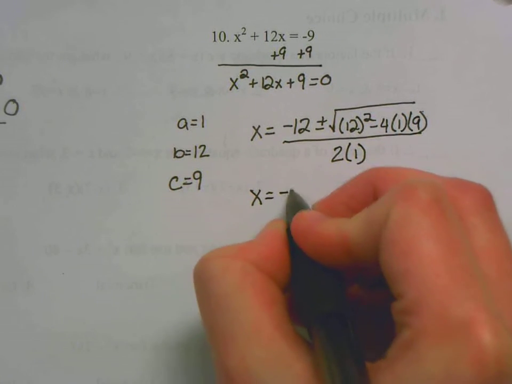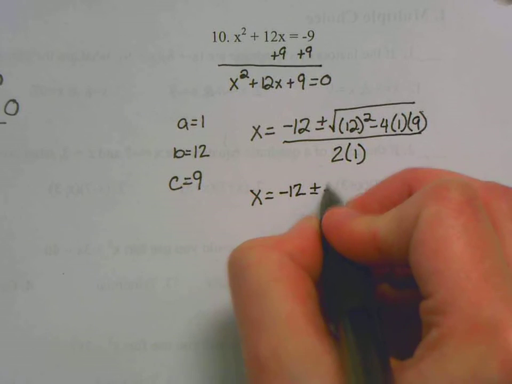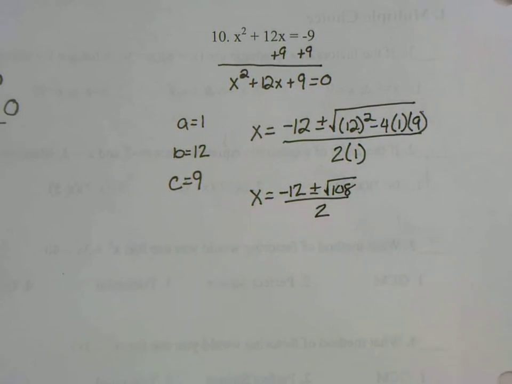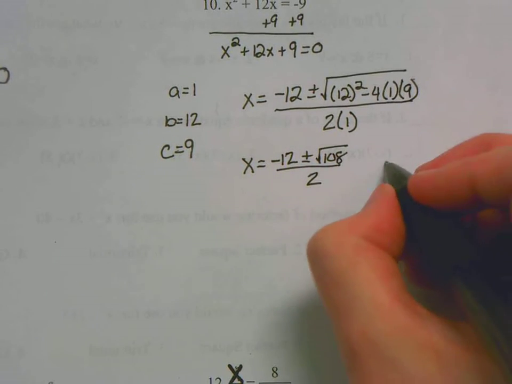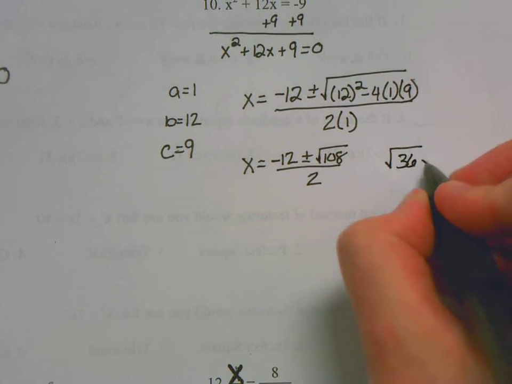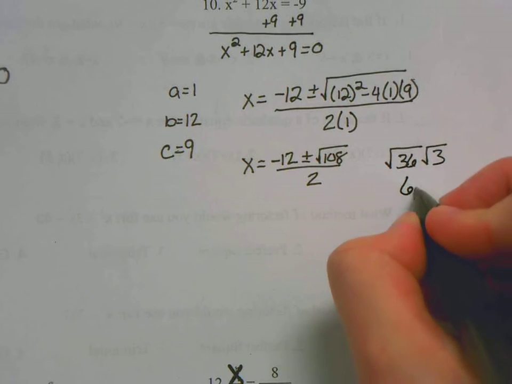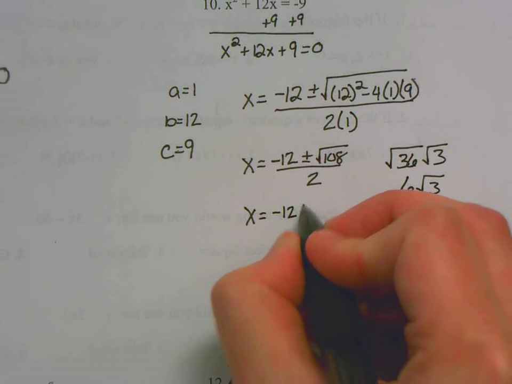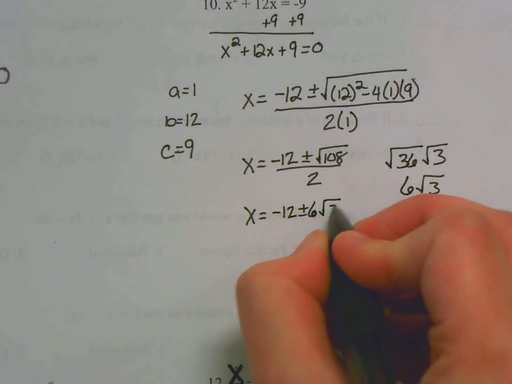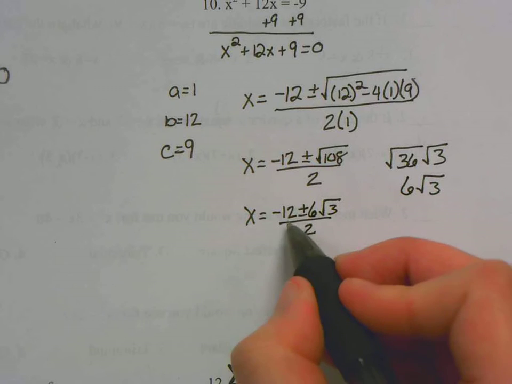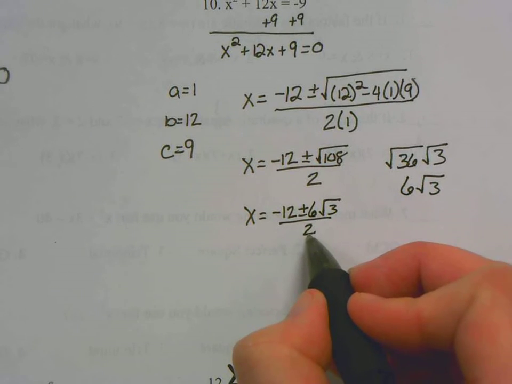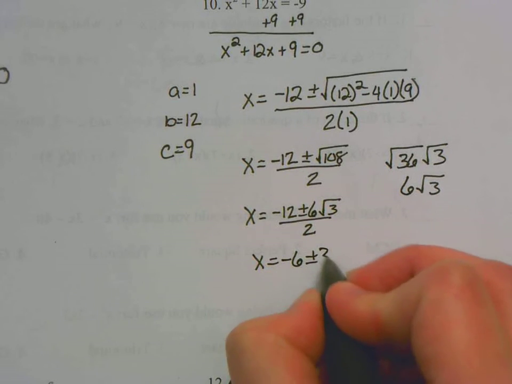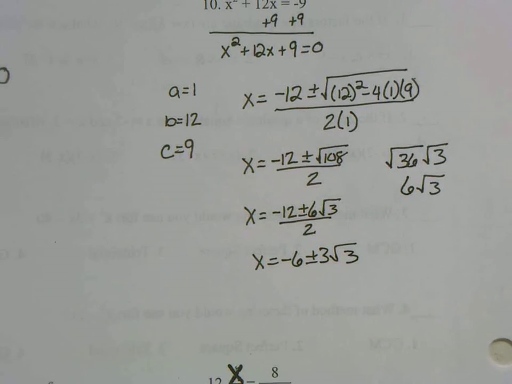Which, if you then go and simplify under the radical, you get 108, which can be reduced with 36 times 3. So that really just is 6 radical 3. So if I put that in the spot where the radical was, I can then reduce even more because my 2 whole numbers on top are both divisible by 2. So that would turn into negative 6 plus or minus 3 radical 3, just like we got when we did completing the square.